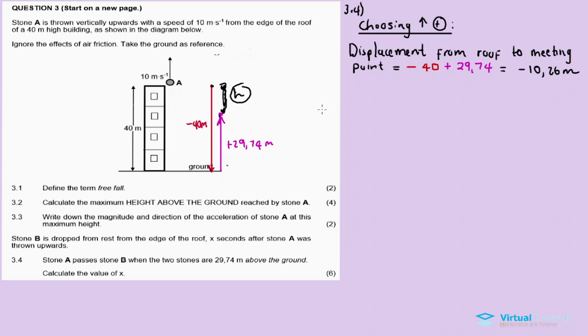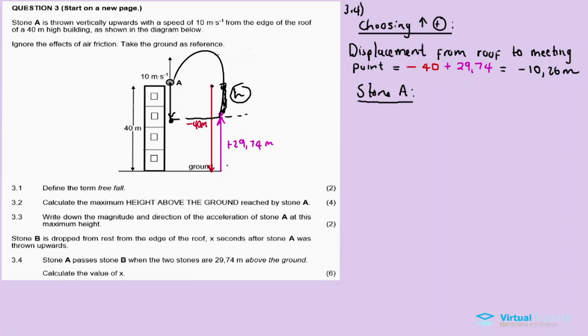The logic of the calculation is in fact to calculate the time for stone A, all the way to the point where the two stones meet. And then it's calculating the time for stone B, from the edge of the roof all the way to the point where we meet stone A at this level. So for stone A we start with it.